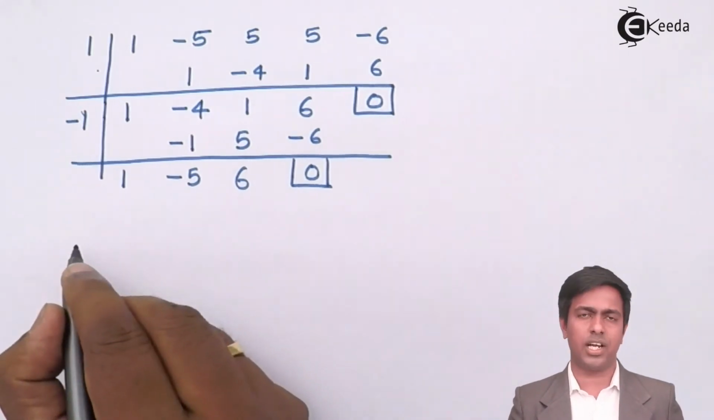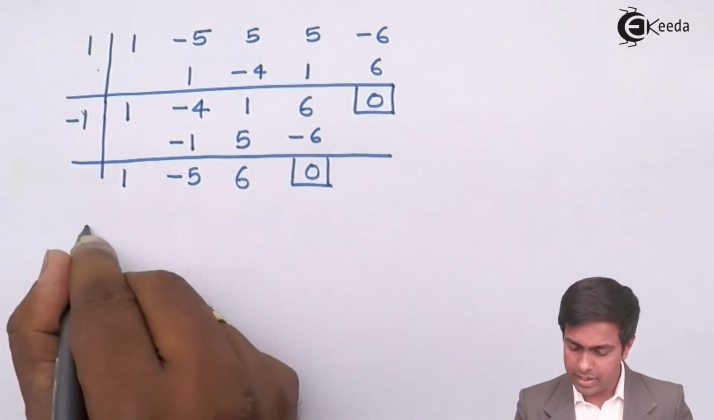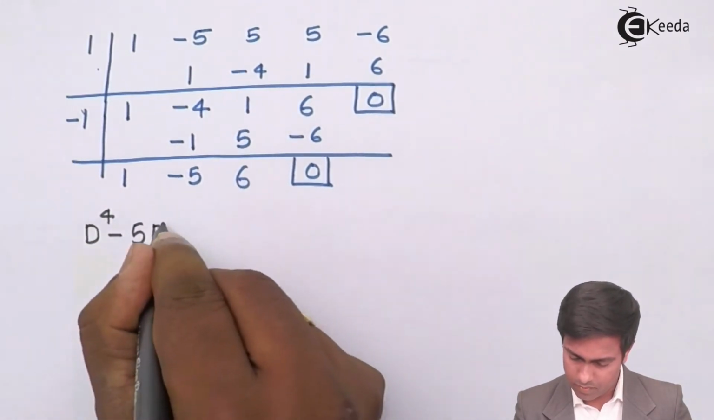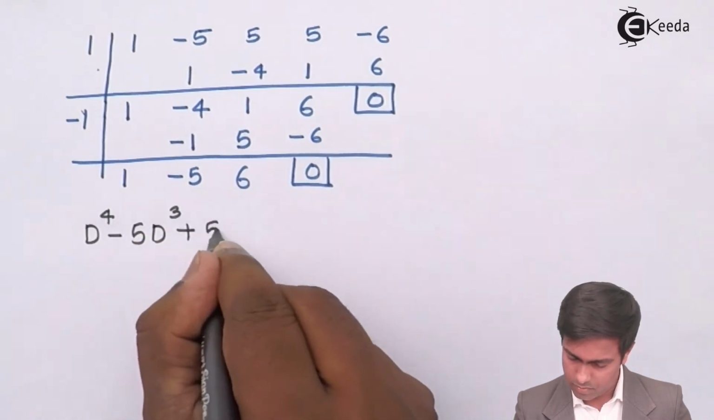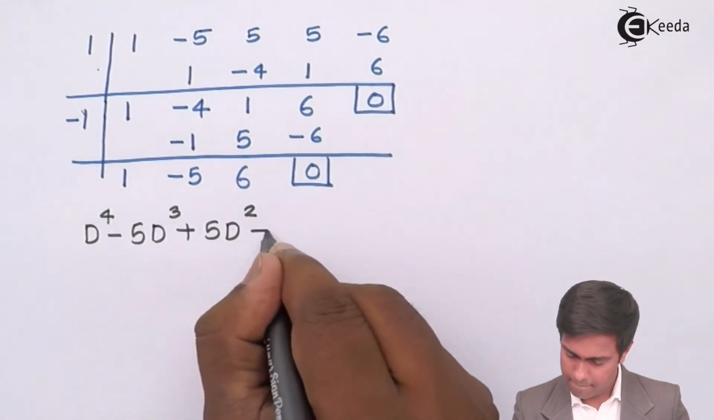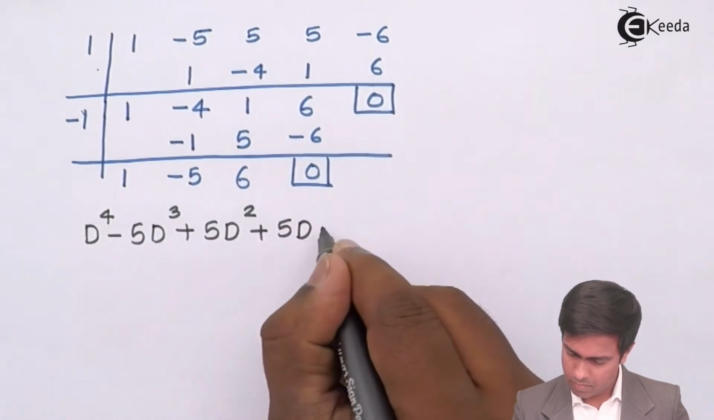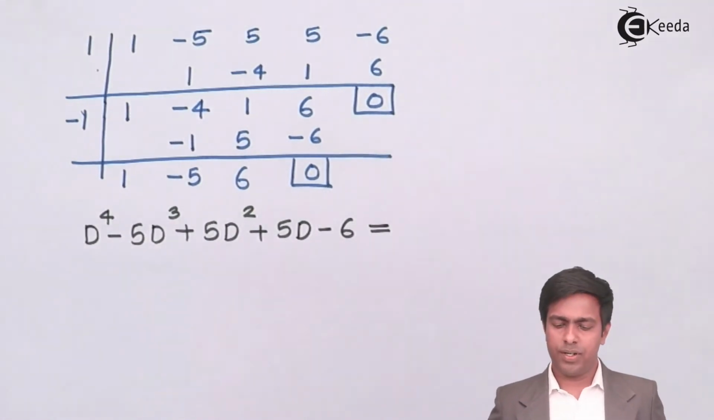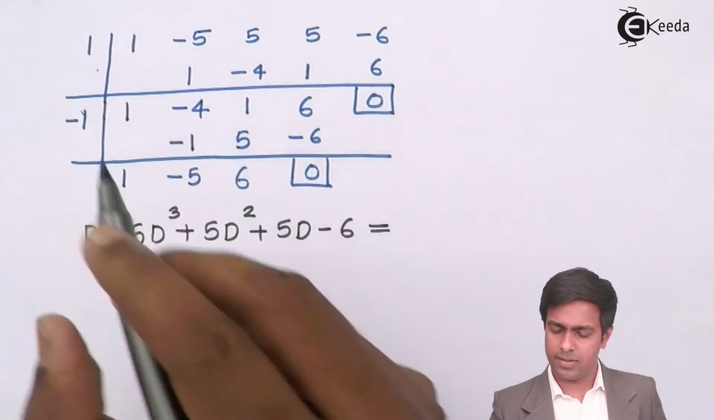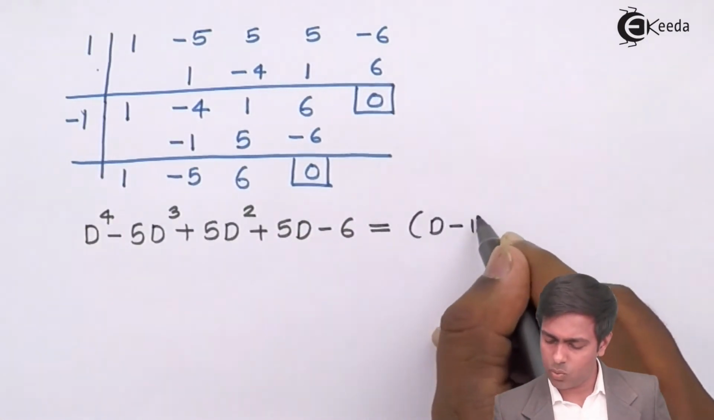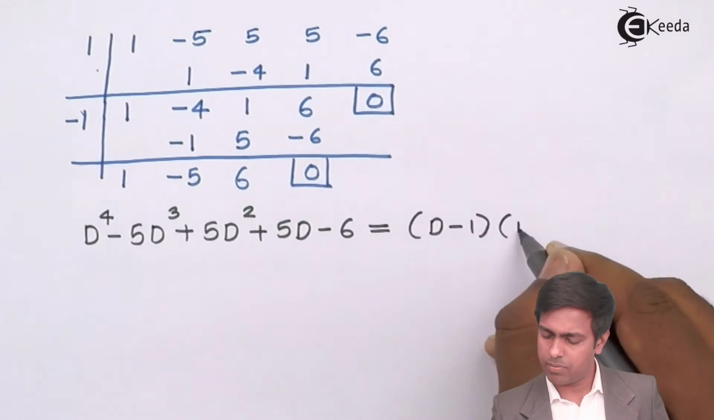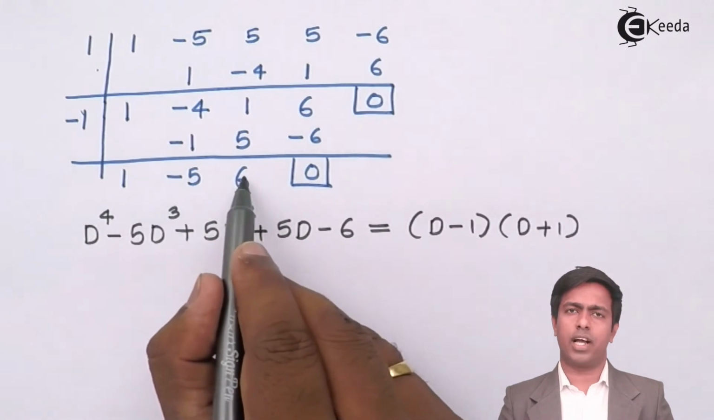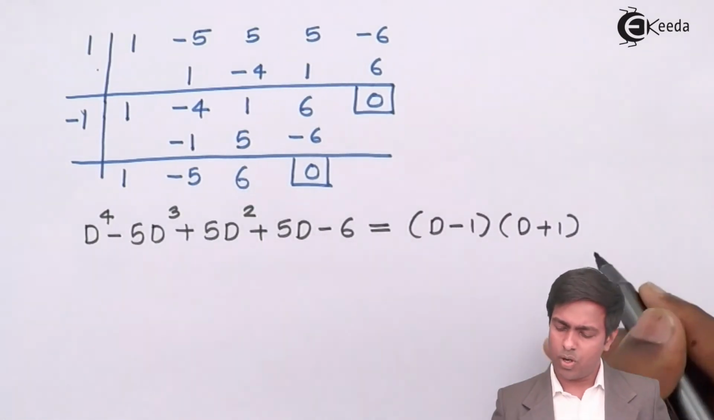So the original equation was this, that is d to the power 4 minus... now we'll write one more root. So one root we got as 1, so we'll write it as d minus 1. This is -1, so that becomes d plus 1. And here we have 3 numbers, so we'll convert that into the equation form. So how will we write it?